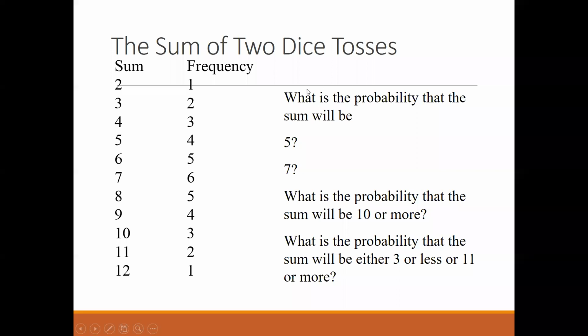So the first question: what is the probability that the sum will be 5? It is 4 by 36, which can be reduced further to 1 by 9. Now, because I have given you the sum, it becomes easy for you, right? If I do not give the sum, then you need to sit and do the calculation to find out the frequency, how many times 5 is occurring when I roll the dice, the total, the sum.